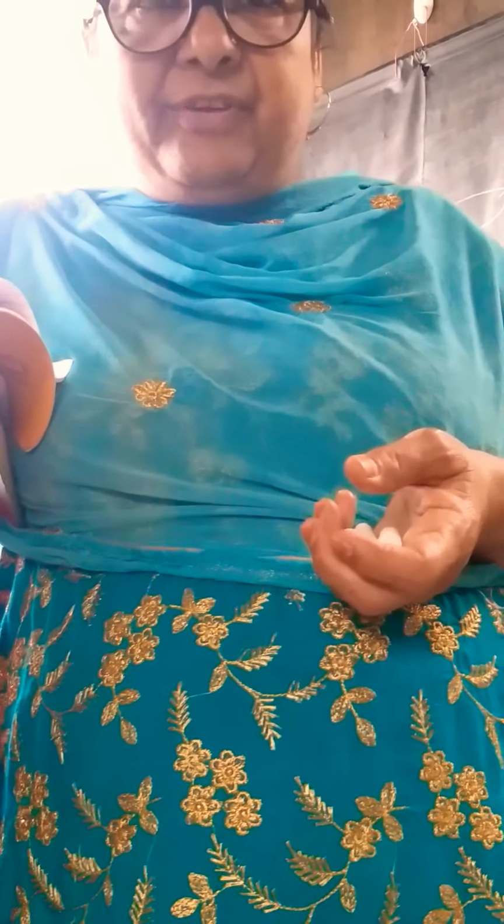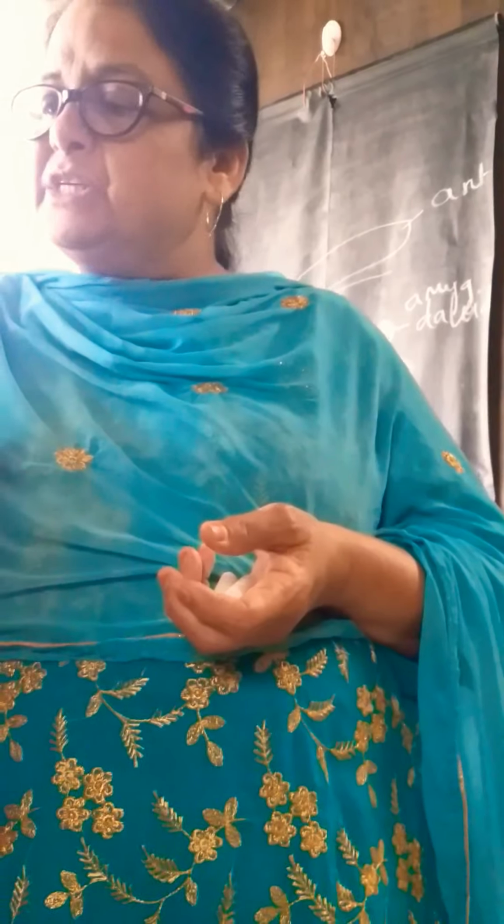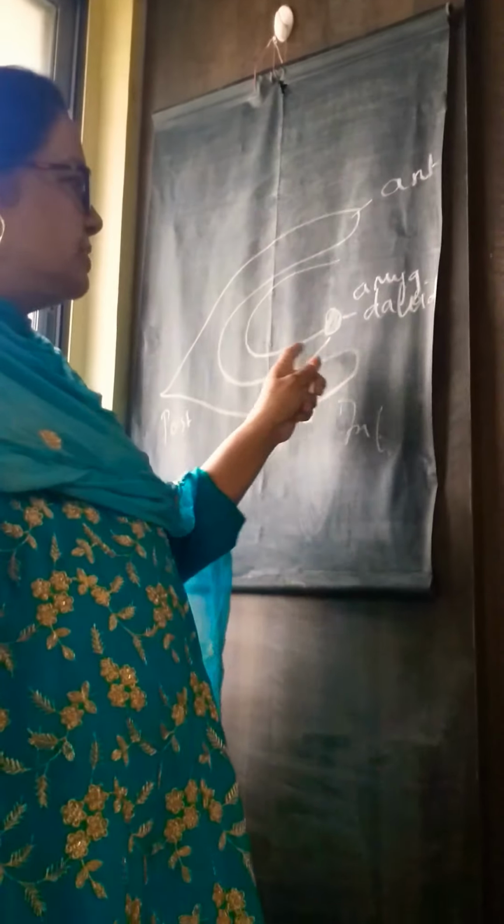Now this amygdaloid body has afferent and efferent connections. The afferent connection is with the olfactory tract, and the efferent connection gives rise to the stria terminalis. This stria terminalis, which I mentioned in the introduction, is functionally related to the amygdaloid body. Therefore, it gives rise to the stria terminalis.